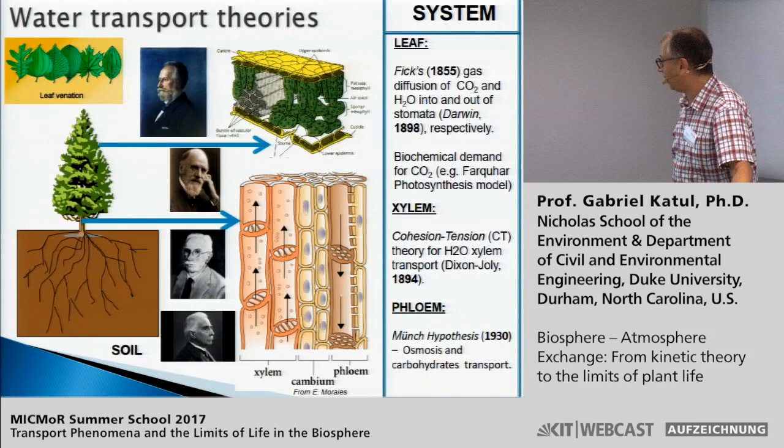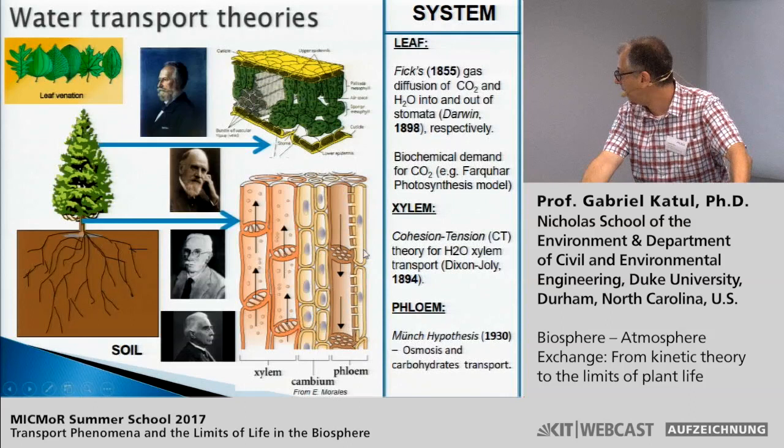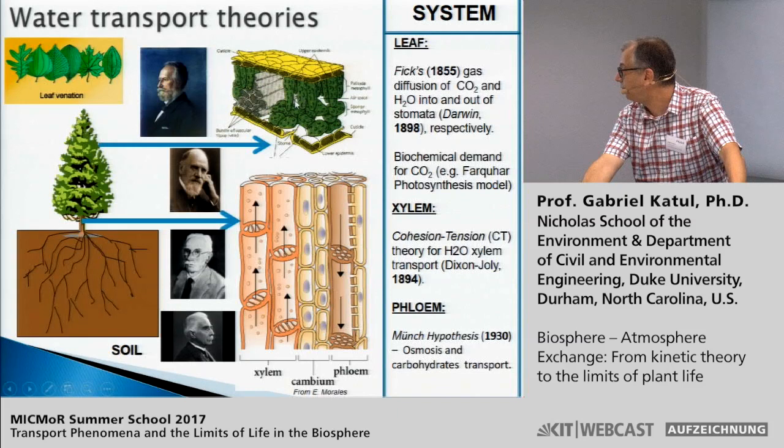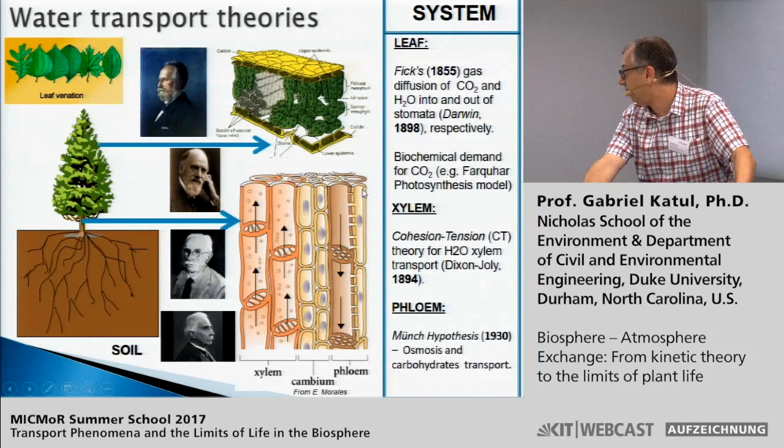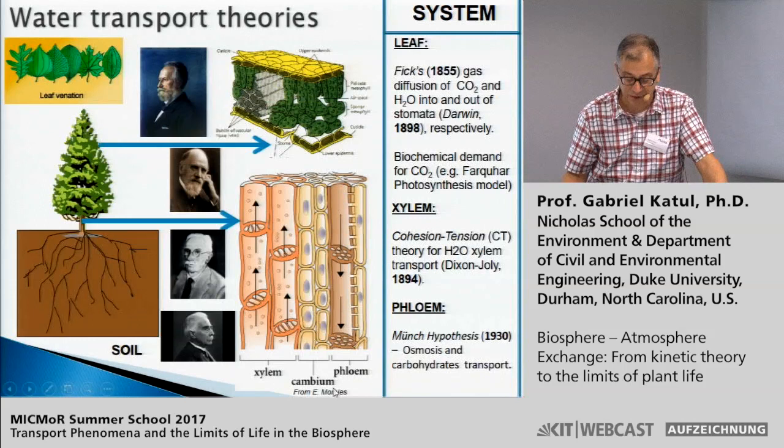Now, in the case of phloem, we have a different mechanism. Rather than water moving up the xylem under tension, now water is moving down with the carbohydrates or the sugars in the phloem under positive pressure. That phenomenon was recognized by Münch in 1930, and now it is called the Münch hypothesis, where basically you have osmoregulation. You build up sugar, water is pulled in, it gets pressurized, and it pushes water down the phloem. And so you have positive pressure down, negative pressure up, and the exchange processes are happening at the leaf.